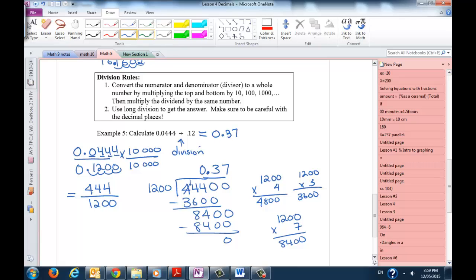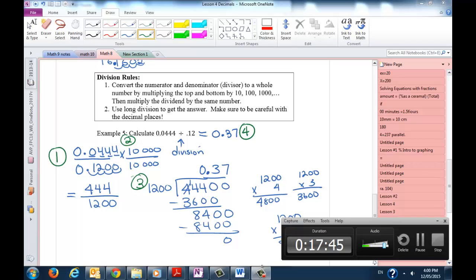So just to summarize what we did: the first thing I did was make it into a fraction instead. The second thing was to multiply by a multiple of 10. In this case, it ended up being 10,000 because I needed to move the smallest number over 4 decimal places. The next step was to actually do the long division. And finally, to write my answer. And don't worry, we'll have lots more practice in class.